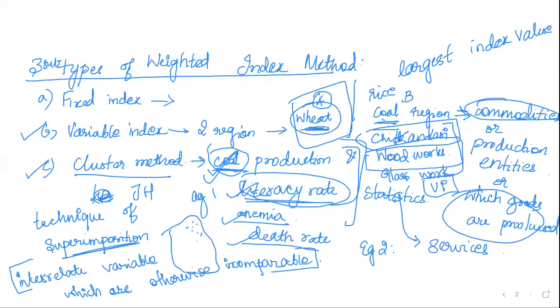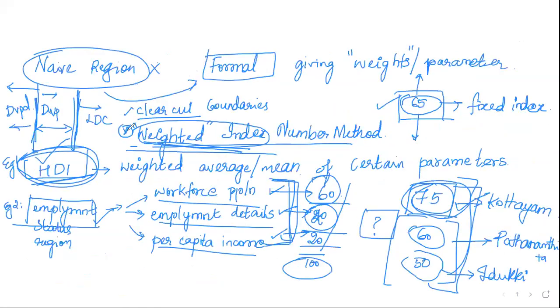If I need to compare agriculture, rainfall, climate patterns, groundwater availability, these are different things. But if I have to compare them together, then I have to use the technique of superimposition, as done in the cluster method. All right, so that is it about the first method of formal region delimitation, which is the weighted index number method.